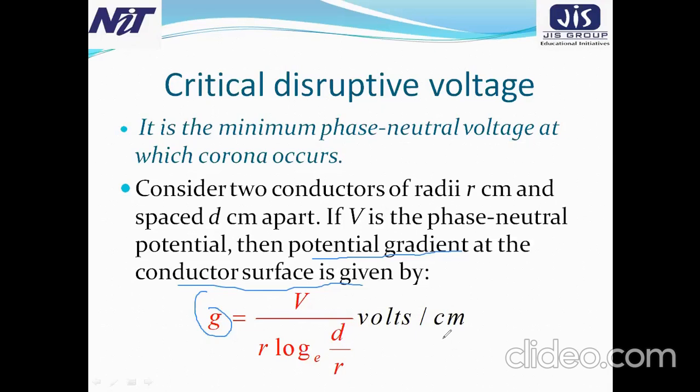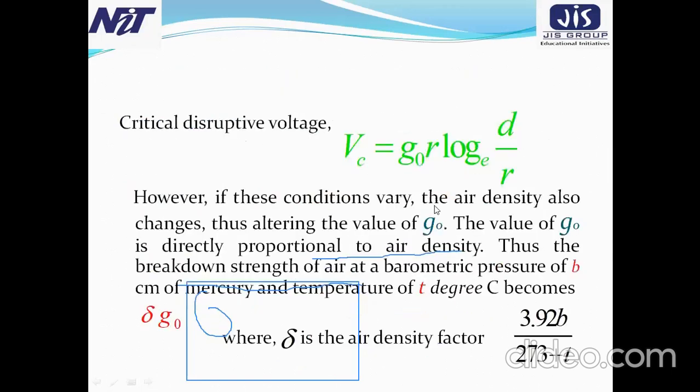So the total equation of the potential gradient is G equals V, where V is the phase neutral potential, divided by r, where r is the radius of the conductor, log d by r, where d is the space between the conductors and r is the radius of the conductor. So G equals V divided by small r log small d by small r to the base e. This is the equation of the potential gradient.